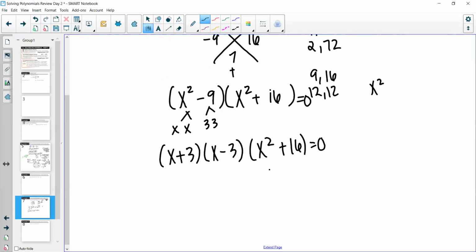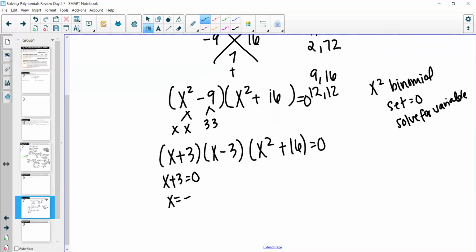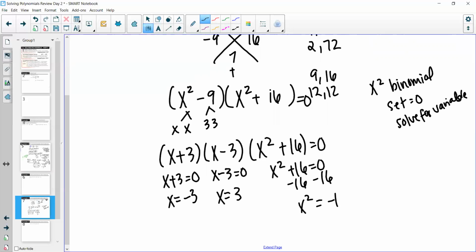Okay, now this one is not a difference of squares, so we cannot break it down that same way. Whenever we have an x squared in a binomial, what we're going to do is set it equal to 0 and solve for x, or solve for the variable. So I'm just going to set this part equal to 0 just like I usually do when I'm solving, but then keep going till I get x by itself. So I have x plus 3 equals 0 for one solution, so x equals -3. x minus 3 equals 0 for one solution, so x equals 3. And then x squared plus 16 equals 0. I'm going to solve this by subtracting 16 from both sides and get x squared equals -16.